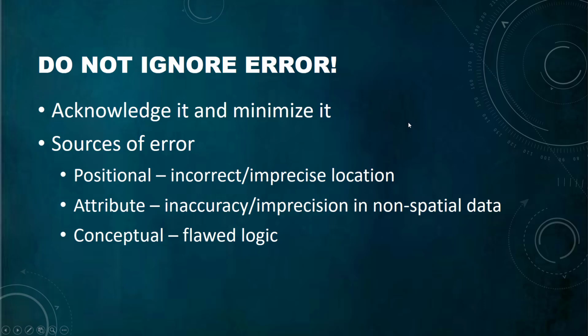We can't get perfect data. It's not going to happen. There's always going to be some level of error. So we have to acknowledge that and do what we can to minimize it, right? So there are three basic sources of error that we have to think about when we're collecting data and even when we're analyzing and processing data. The first one is positional, right? This is geographic data. If it's in the wrong spot, it's a positional error.